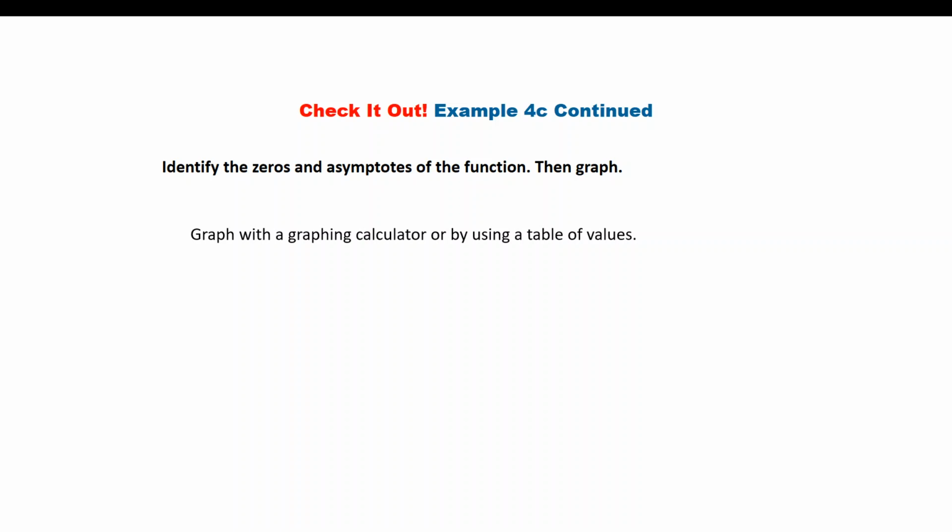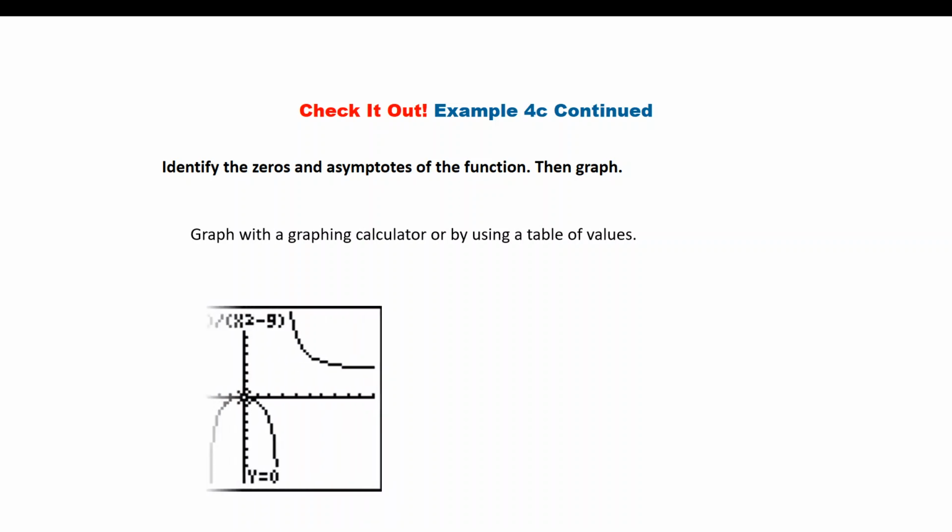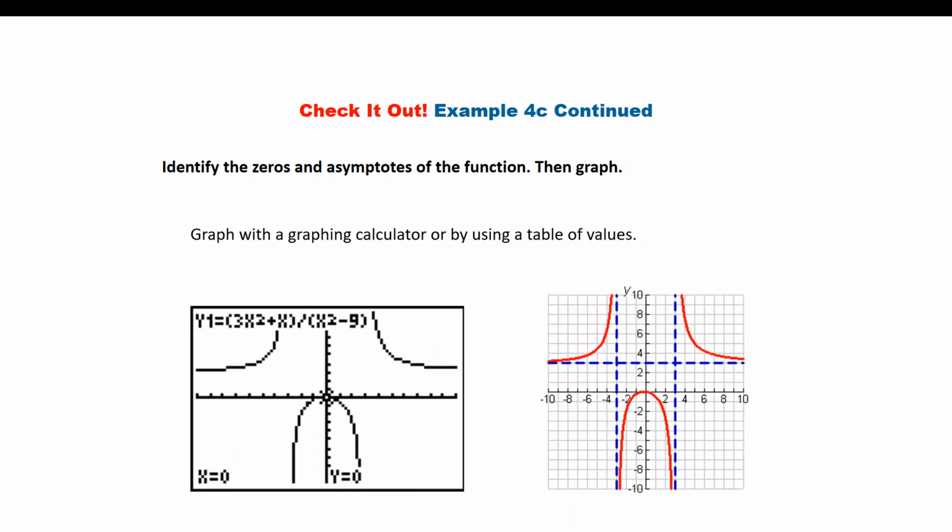Okay, and you need to be sure and graph this, so put it in your graphing calculator. And when it comes up, you should notice that there's actually a horizontal asymptote at y equals 3. And we have two vertical asymptotes at x equals 3 and x equals -3.